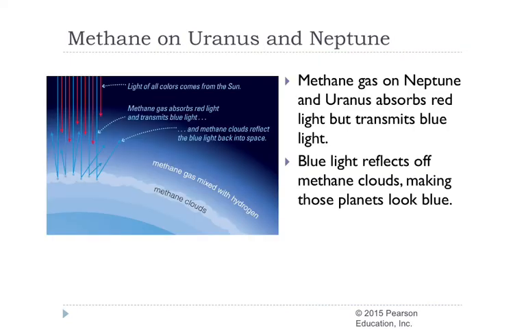Uranus and Neptune's atmosphere is slightly different. It has more methane gas, which absorbs that reddish brown color and transmits blue light. So when we look at Uranus and Neptune, they appear more of a bluish color. Again, that methane and ammonia that gets reflected out.